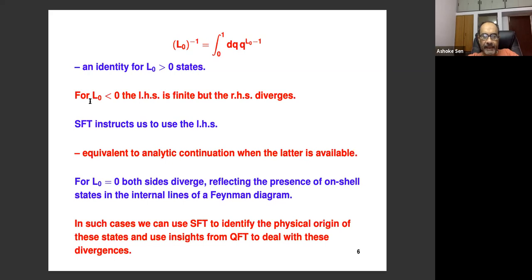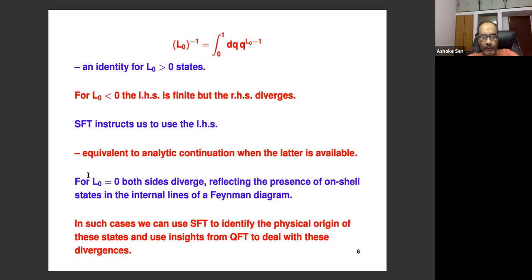And in such cases, string field theory instructs us to use the left-hand side, because from the perspective of string field theory, this is more fundamental. This is the expression for the propagator. We got the right-hand expression because we have chosen to use the Schwinger parametrization, which doesn't quite work for negative L0 states. Whereas from the worldsheet perspective, you don't know about this L0 inverse as a propagator. You only see these integrals. So if we follow this procedure that string field theory gives us, it's easy to see that it's equivalent to the analytic continuation that we saw in the worldsheet formalism, when analytic continuation is available.